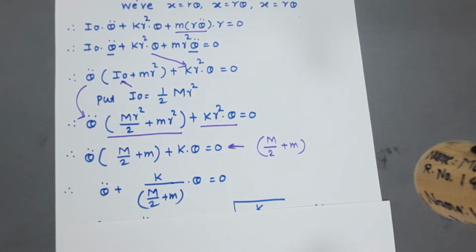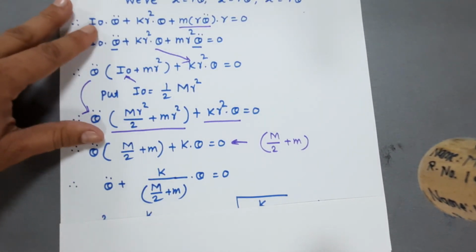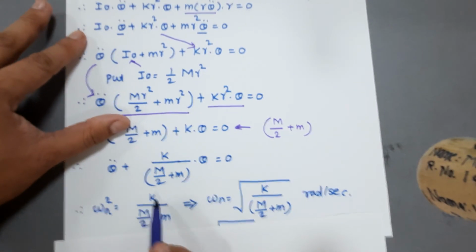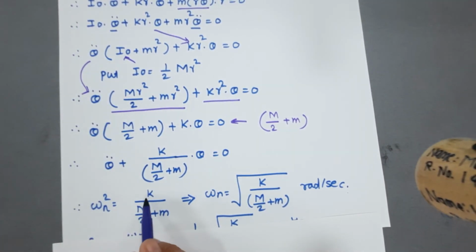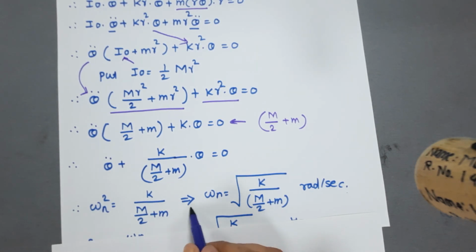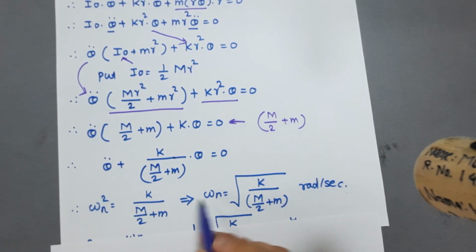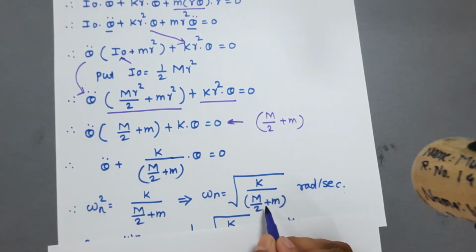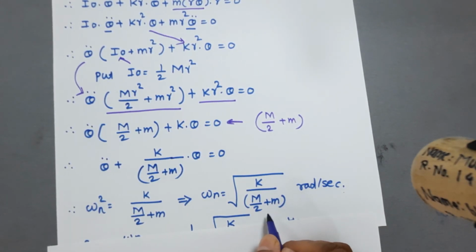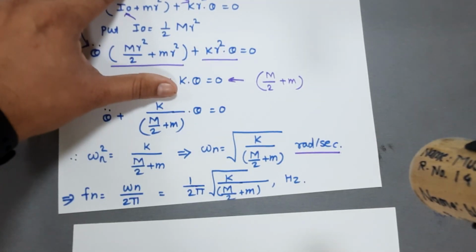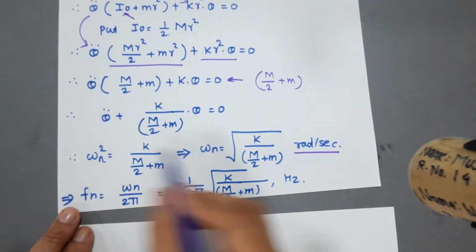Compare this equation with the fundamental equation of simple harmonic motion, that is theta double dot plus omega n square theta. So we have omega n square is equal to k divided by (capital M by 2 plus m). Then if we solve for omega n, after removing the square, omega n is equal to the square root of k divided by (capital M by 2 plus m), radians per second. This is the circular natural frequency.